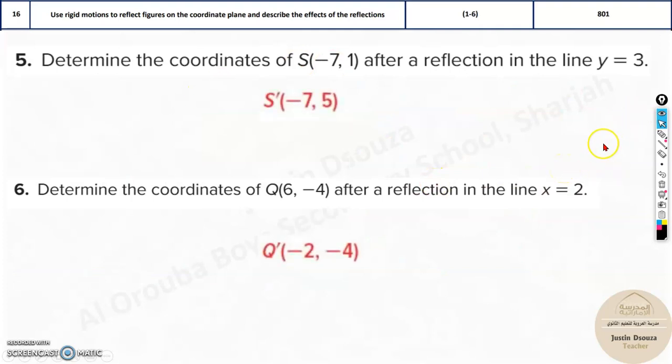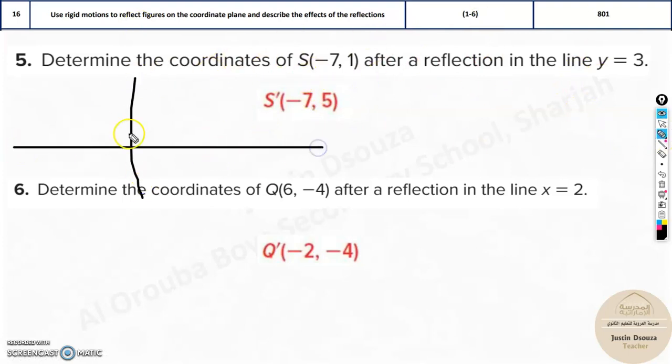Now here they have given a coordinate. We had seen the first problem, right? You have to plot this. Now imagine this is the xy axis. Minus 7, 1 is somewhere over here. And you're reflecting along the line y equals 3. That means over here, 2 units difference, isn't it? This is 1. This is 3. So there is 2 units difference. What is going to happen?